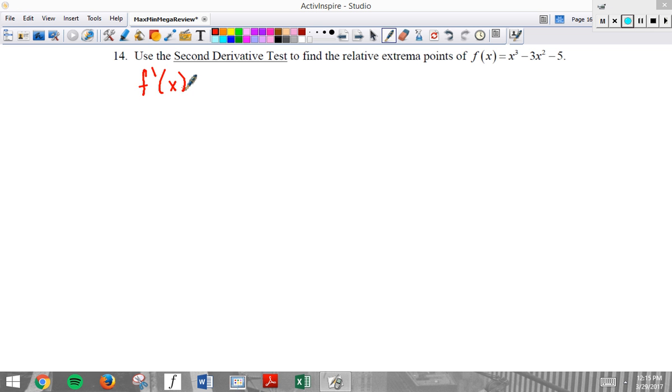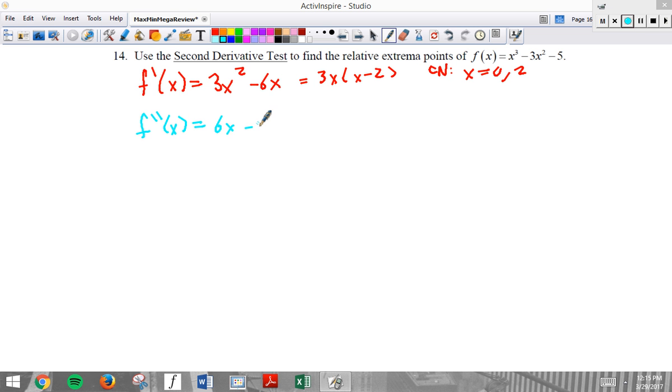So f prime of x, 3x squared minus 6x equals 3x times x minus 2. So the critical numbers are x equals 0 and 2. I'm not making a number line. That's not the right thing to do. We're just going to go straight to the second derivative, 6x minus 6. When I'm not finding the possible points of inflection, I'm just done.